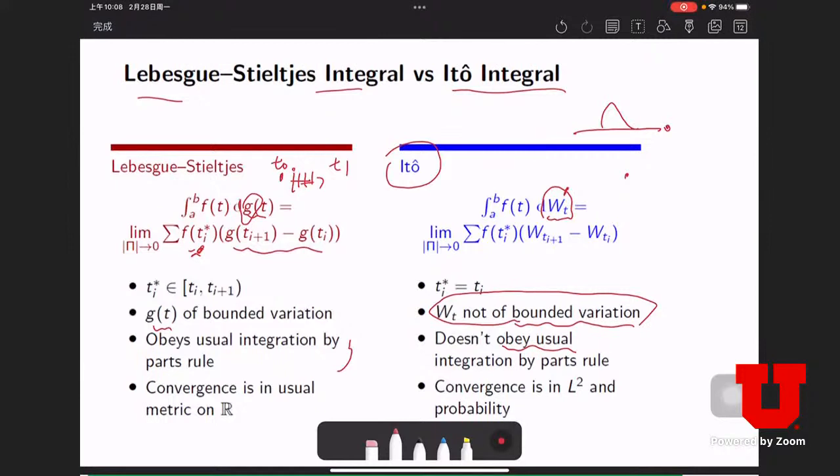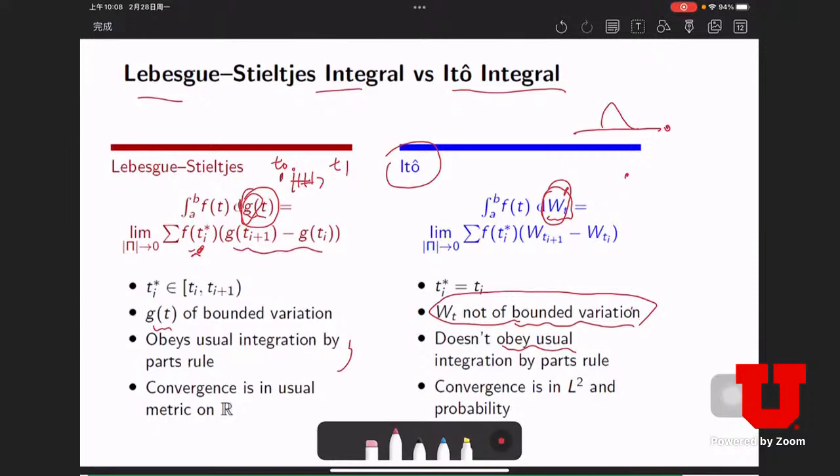But you're right. The G here is actually a measure function. The measure is an infinite measure. The GT itself is a bounded function. However, WT here is not a bounded function. It could be an infinite measure, so we cannot treat it as a usual integration.